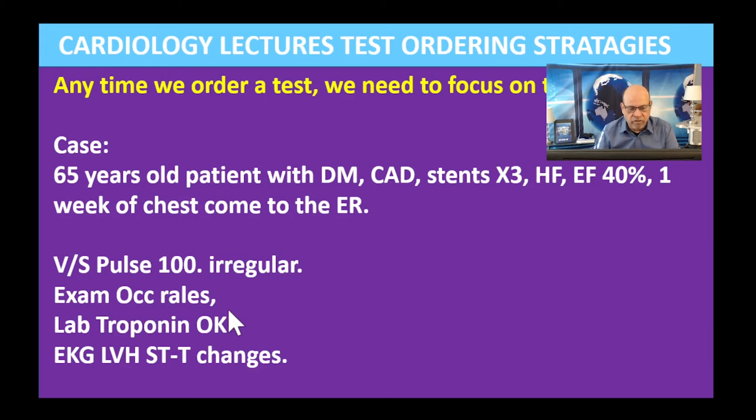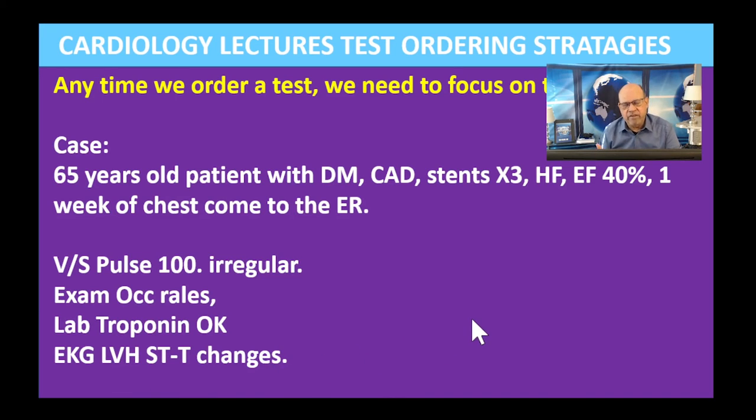Occasional rales, so that is sort of consistent with the history of heart failure. Maybe his heart failure might have gotten worse. Lab troponins are not okay. Actually, the troponins are sort of at the upper limit of normal. All right. And of course, the EKG is not going to help you because with the history of heart failure and coronary artery disease, this person has left ventricular hypertrophy with the ST-T changes.